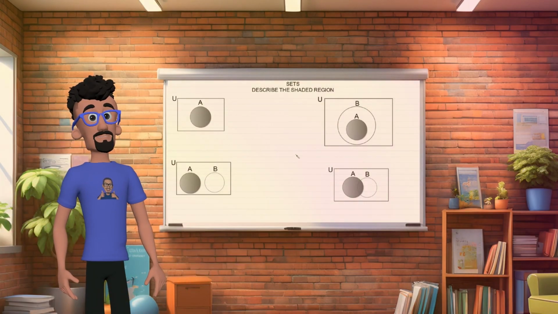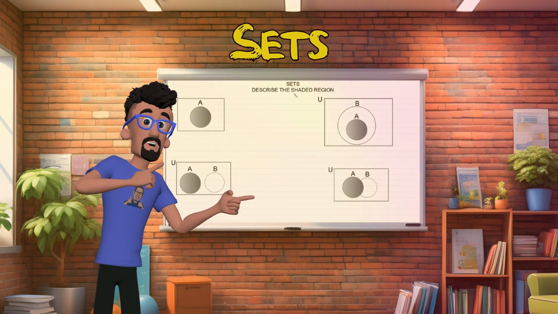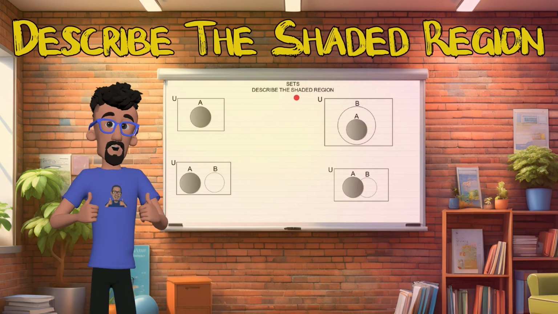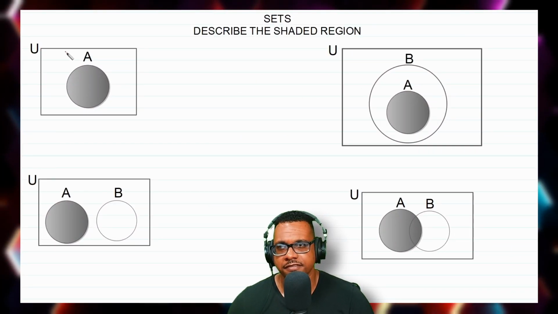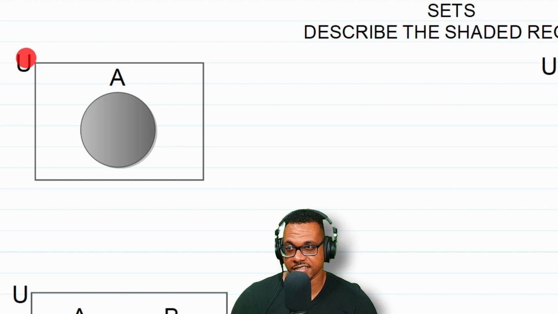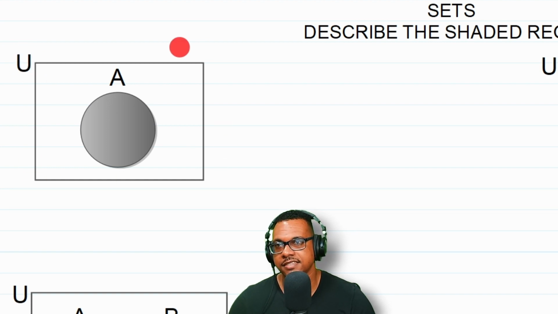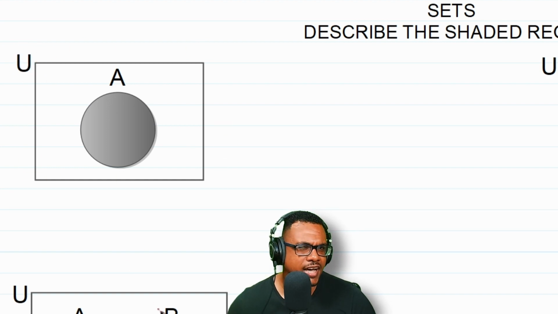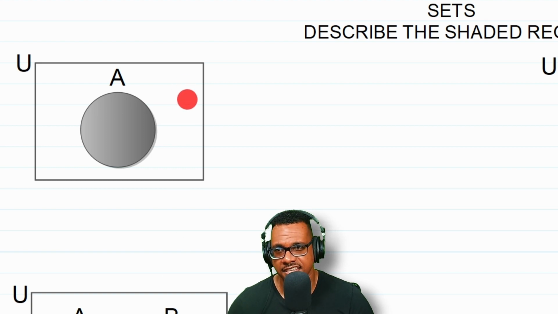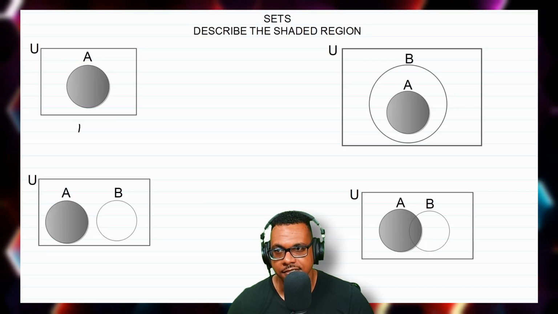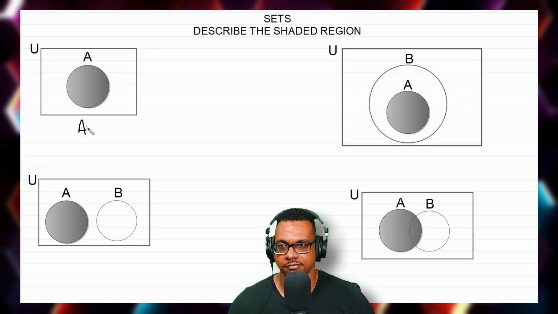In this video, we are going to look at sets, and in particular, we're going to be describing the shaded region. So here I have my first diagram. I have my universal set, see the U here. This rectangle is the universal set. And all I have within that universal set is the set A. So the shaded circle would be set A. So to describe this shaded region, it will just be set A. So all I have to write is A, meaning the shaded region is just set A.